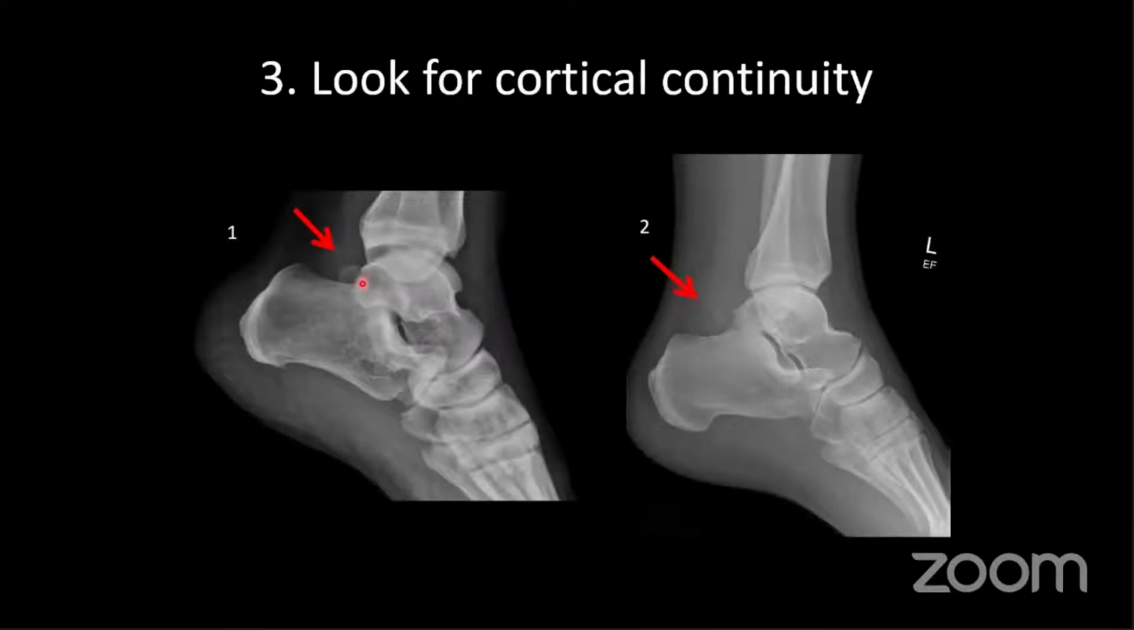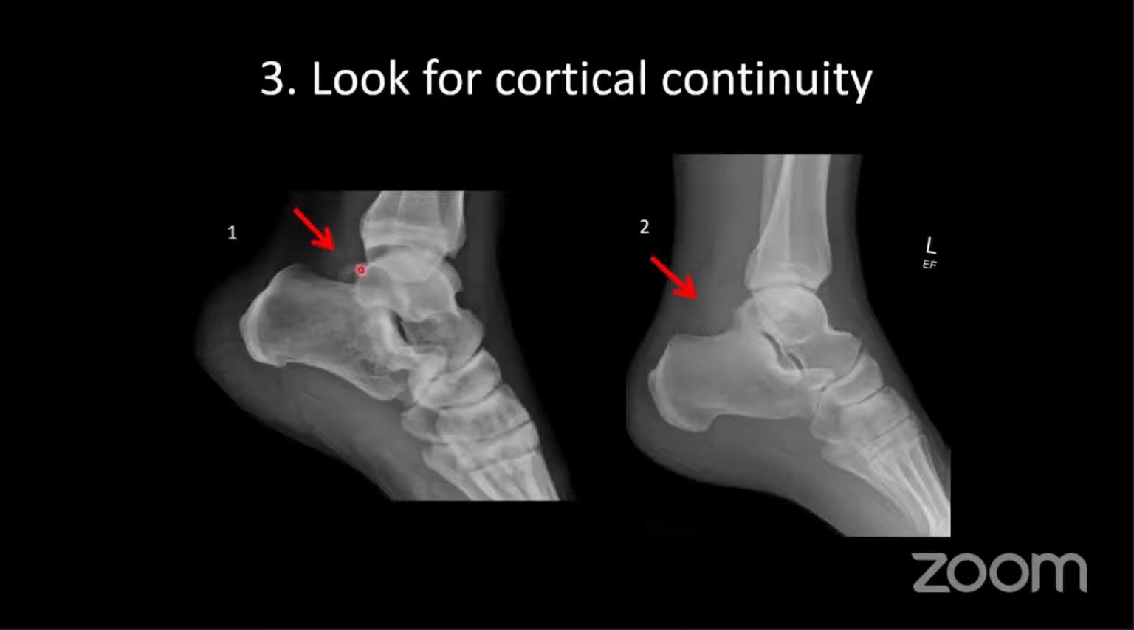It's kind of a developmental thing, but there's commonly a fragment of normal bone in that position. It's called the os trigonum. But number 2 is an avulsion fracture. And I think someone else has said the reason you can tell is because there's disruption of the cortex here.